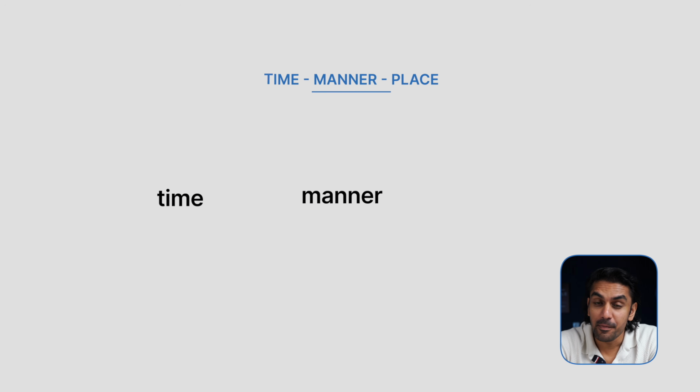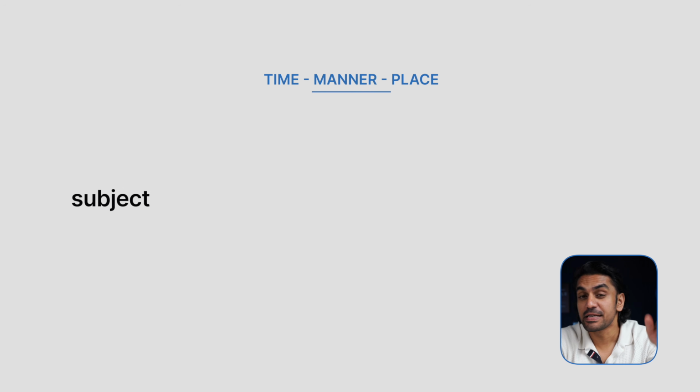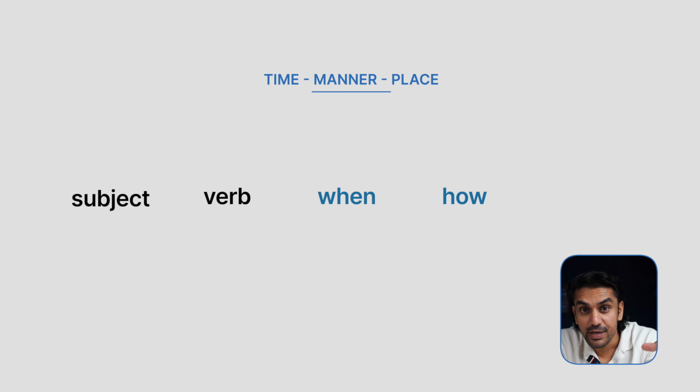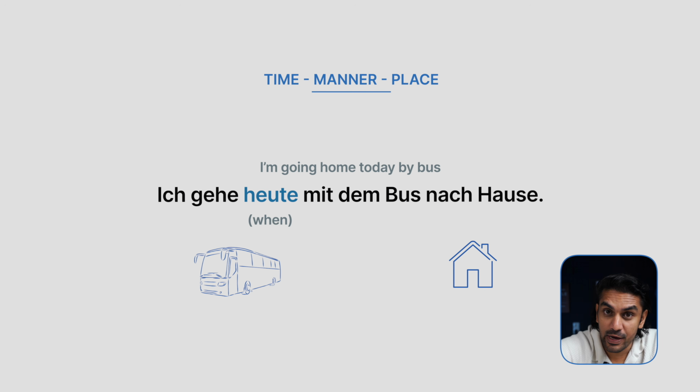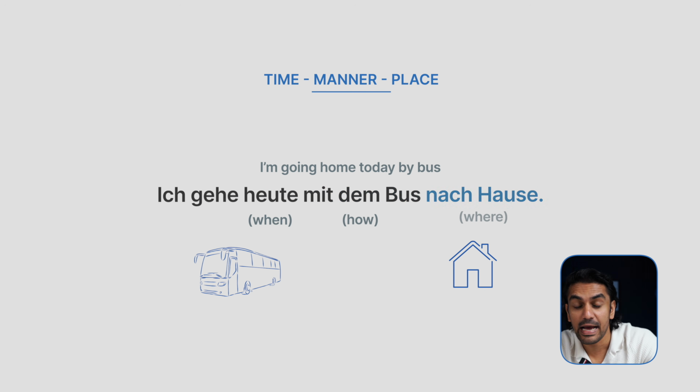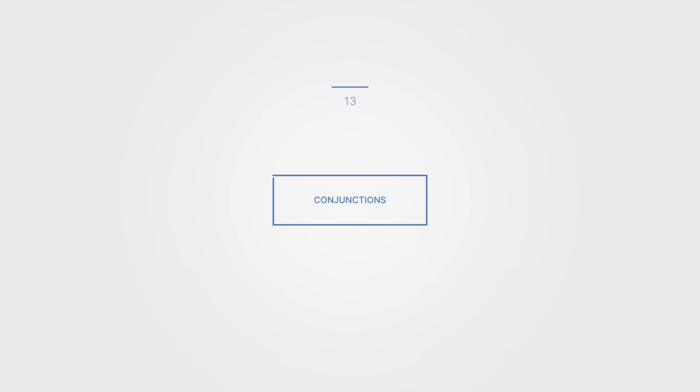When forming sentences in German, there is one simple rule that will instantly make you sound more natural. Time, manner, place. That means after the verb, you usually say when something happens, then how it happens, and then finally where it happens. For example, ich gehe heute mit dem Bus nach Hause. I'm going home today by bus. Here heute tells when, mit dem Bus shows how, and nach Hause tells where. Simple, right?